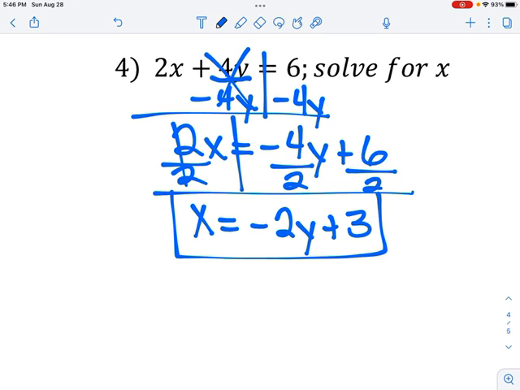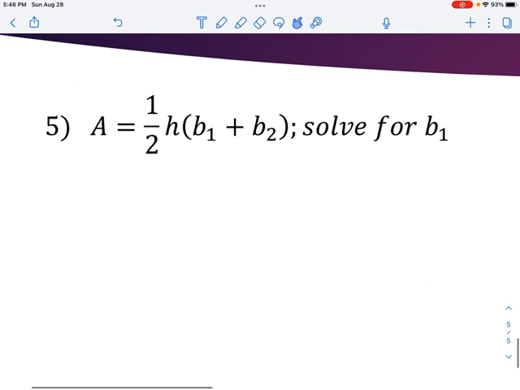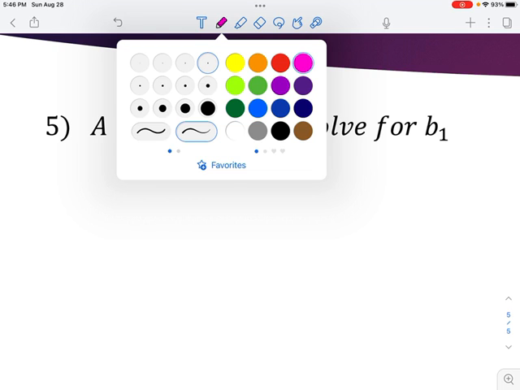Now notice I simplified there. I don't know if you caught that or not. 2 goes into 4 twice. 2 goes into 6 3 times. So that's how that simplified out. Okay, let's take a look at number 5 here. This one is a little more complicated. Not much, but just a little bit.